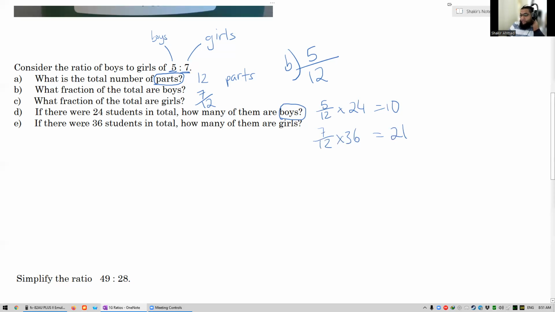I guess the first takeaway of this is that ratios are related to fractions. They're very, very similar, ratios and fractions.